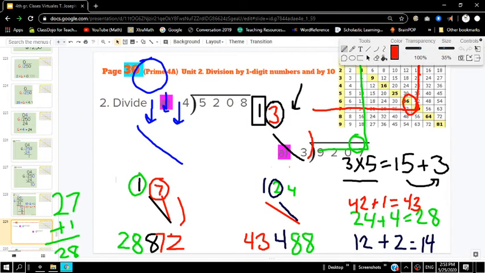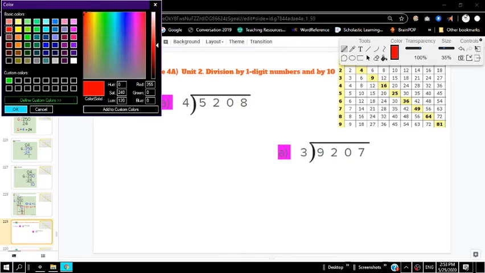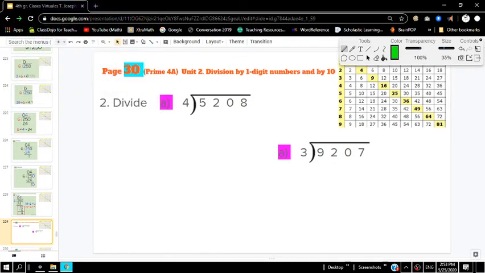On page 30, you will see that we are dividing our first problem by 4. So we're going to be looking at our 4's tables. Let's look at that right now. With our 4's tables, we have 4, 8, 12, 16, 20, 24, 28, 32, 36. That goes all the way up to 9.